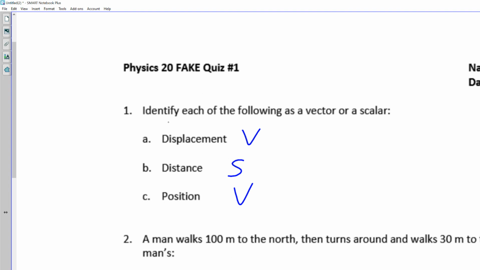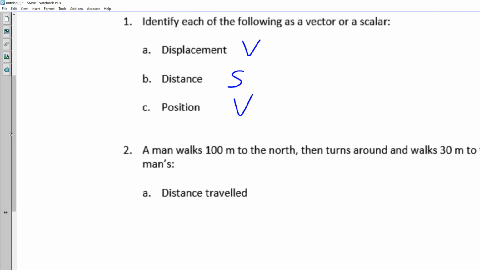Number 2 says a man walks 100 meters to the north, then turns around and walks 30 meters to the south. Determine the man's distance traveled and the man's displacement. What are we given here? This 100 meters to the north and 30 meters to the south. Are we given displacements or are we given positions?